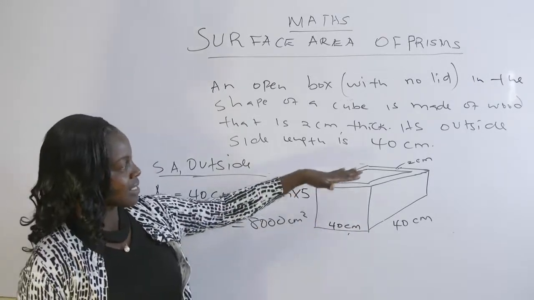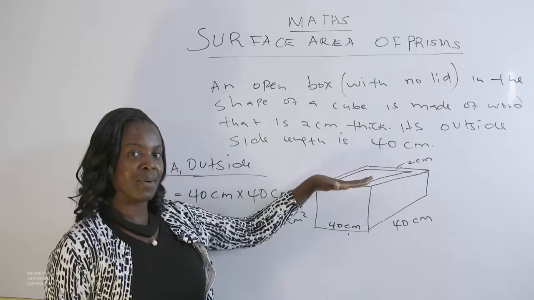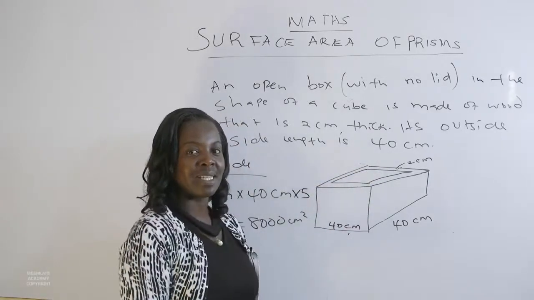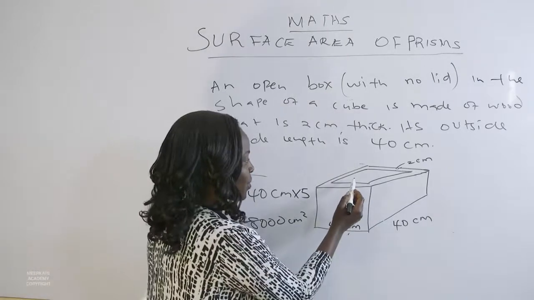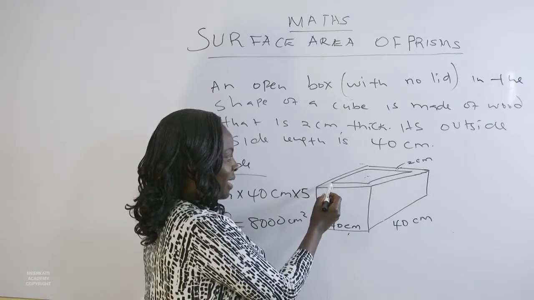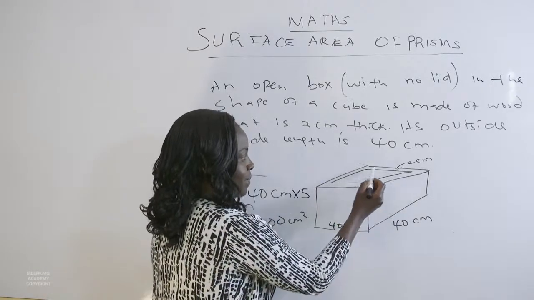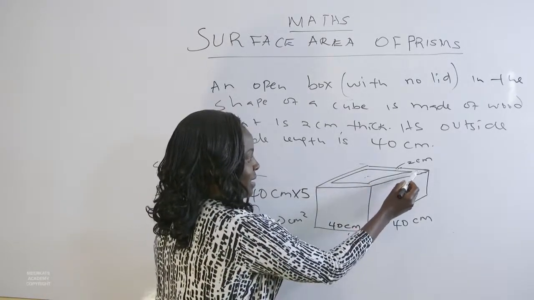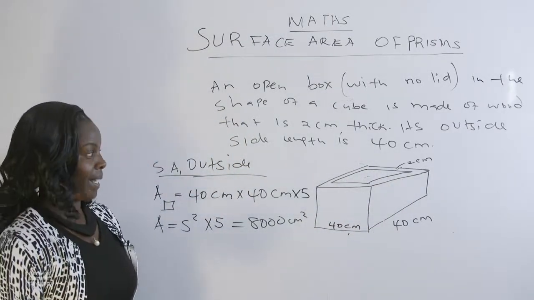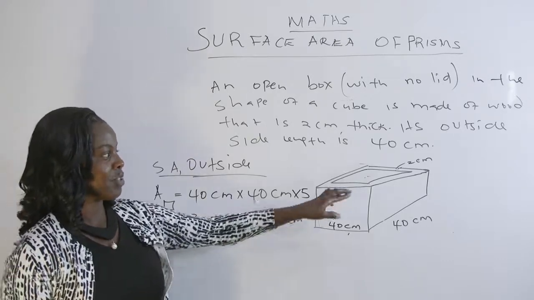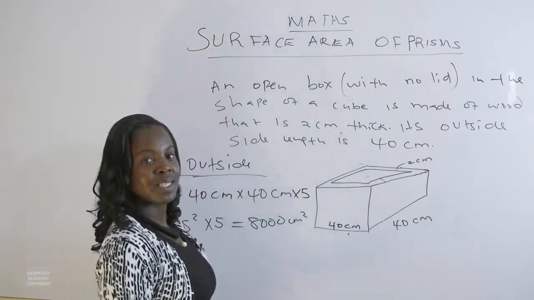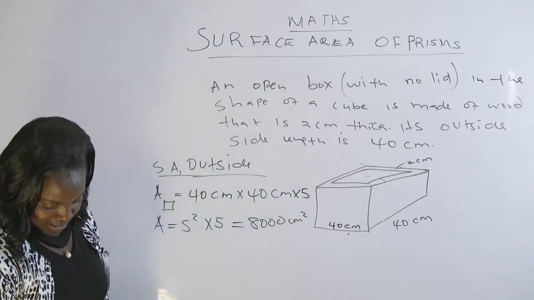Now, the remaining part is the top side that is now covered. This wood, we are told it is 2 centimeters thick. We will not include the inside here because it is open. So the only area that we will calculate is for this narrow top end that is measuring 2 centimeters. We are told from here to here is 2 centimeters. So let us see how to calculate that.